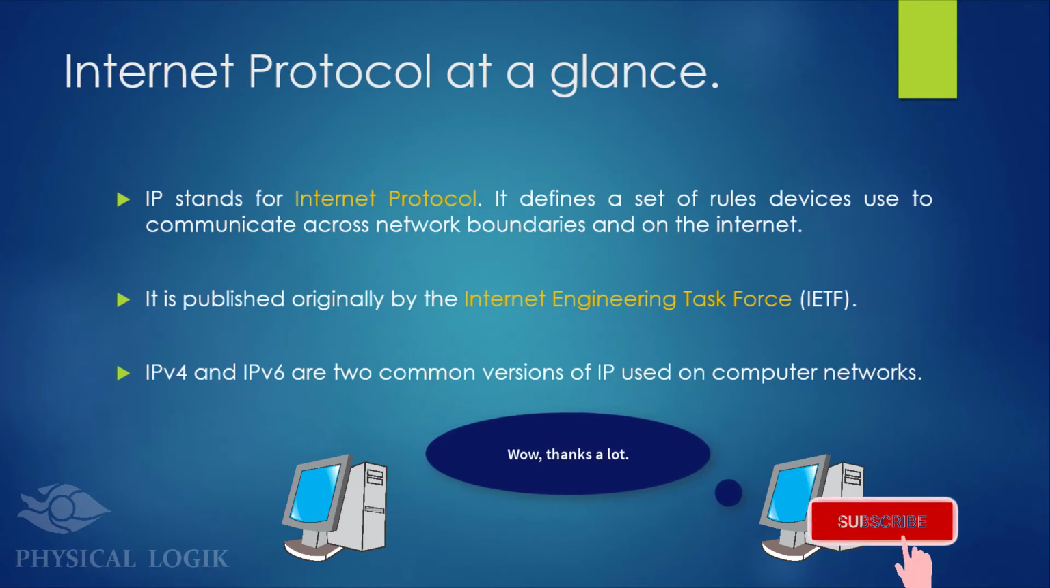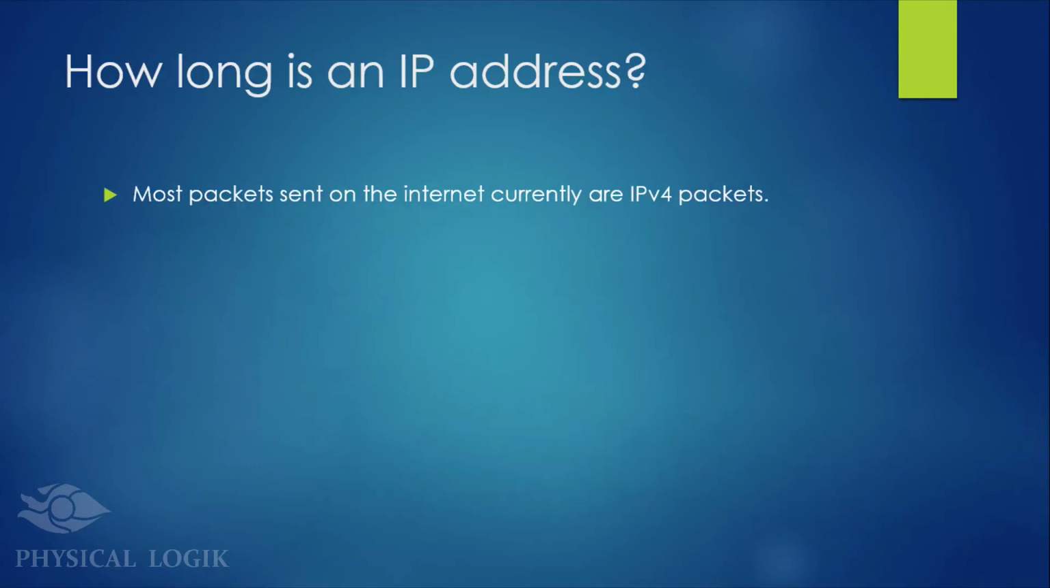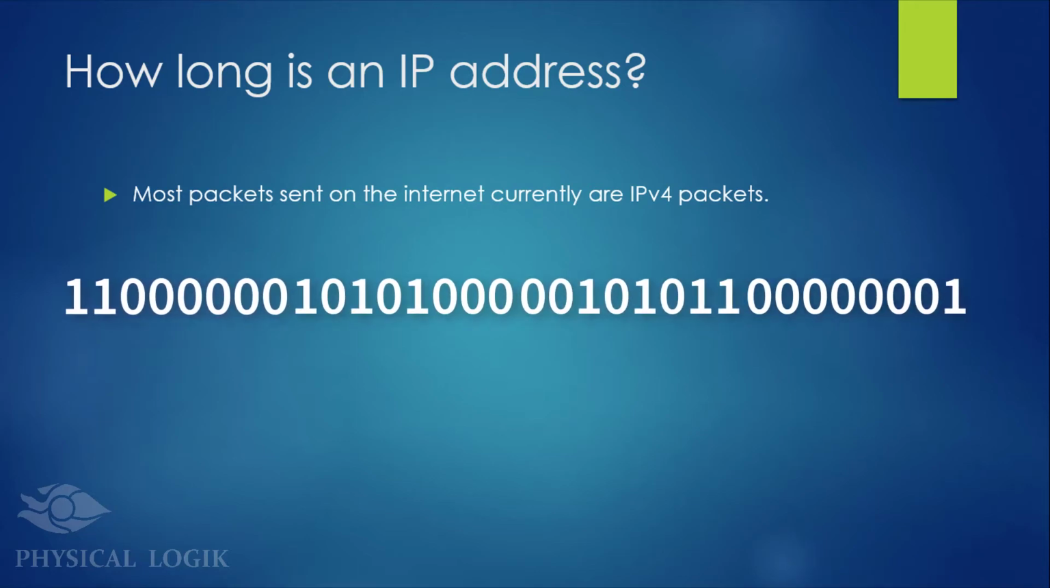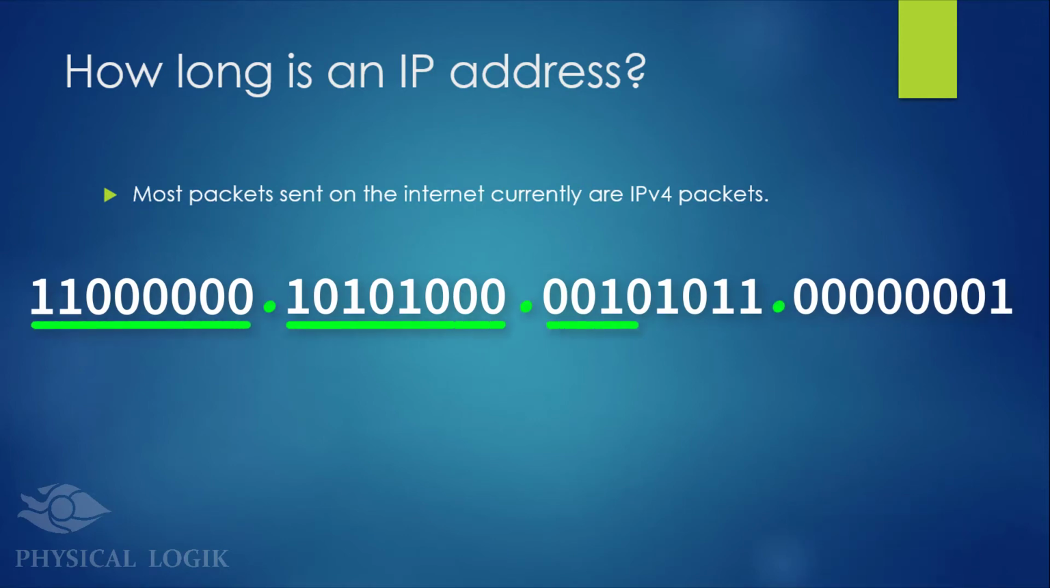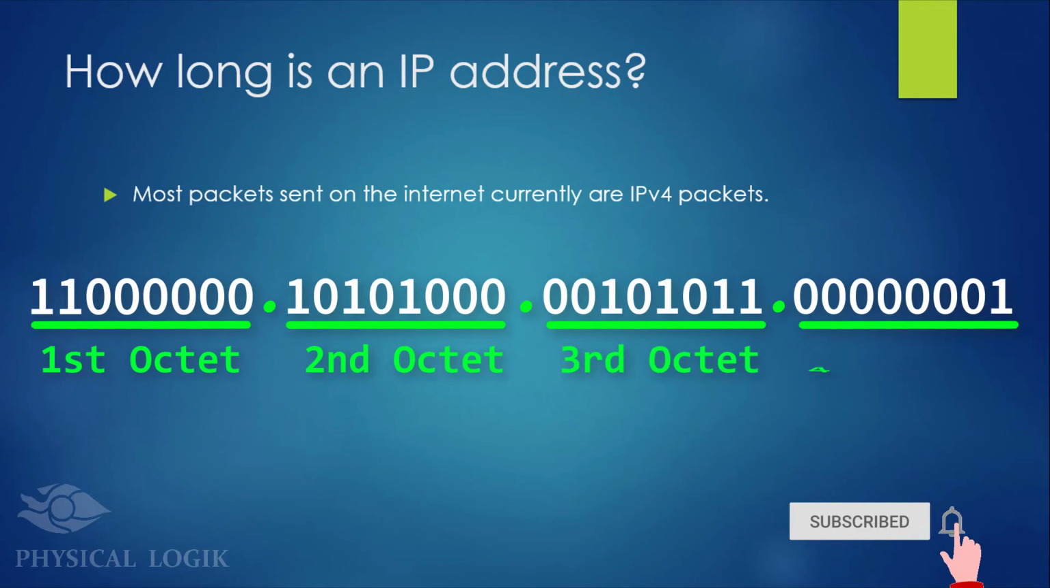There are 2 common versions of the Internet Protocol in networking, IP version 4 and IP version 6. Unless otherwise stated in this presentation, IP refers to the IP version 4 protocol. IP addresses assigned to devices are 32 bits long, and these are divided into 4 different parts, separated by dots. Each part is called an octet since it consists of 8 bits. The first octet, second octet, third, and fourth octet.